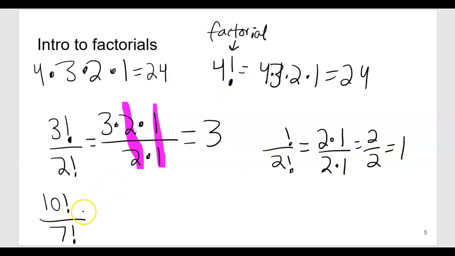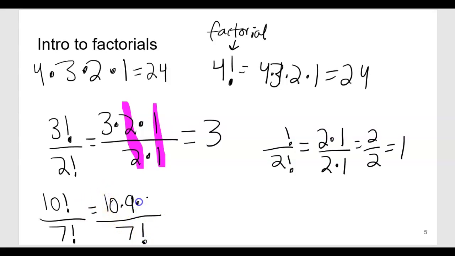So the last thing we're going to talk about with these is when you see one like example 10, we know our bottom is 7 factorial. So it is easiest to start at 10, 9, 8, and then stop at 7 factorial, because a factorial divided by itself becomes 1. So those divide to 1. So this simplifies to 10 times 9 times 8.